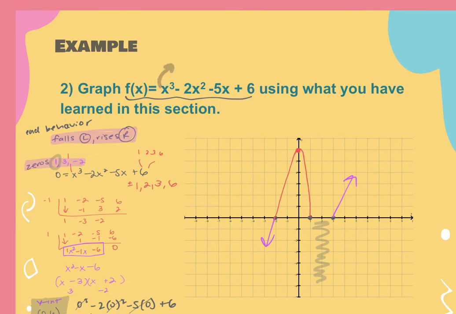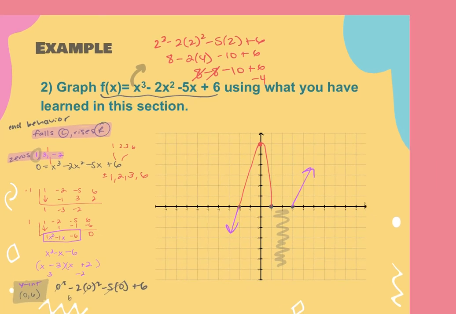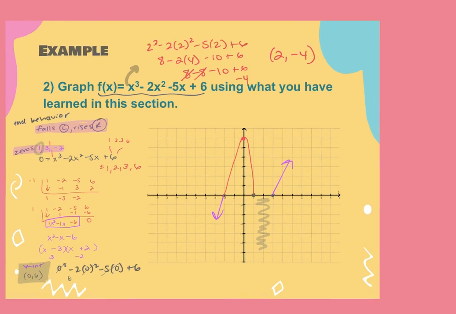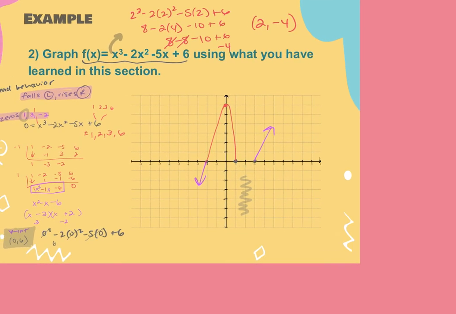And I plug in 2. So 2 to the third minus 2 times 2 squared minus 5 times 2 plus 6. So 8 minus 2 times 4 minus 10 plus 6. 8 minus 10 plus 6. These two are gone, and I get -4. So I have a point at 2, -4, and that tells me how far down to make my curve go in between those 2 points. And I know it has to cross back through, so it's got to turn around and come back up.